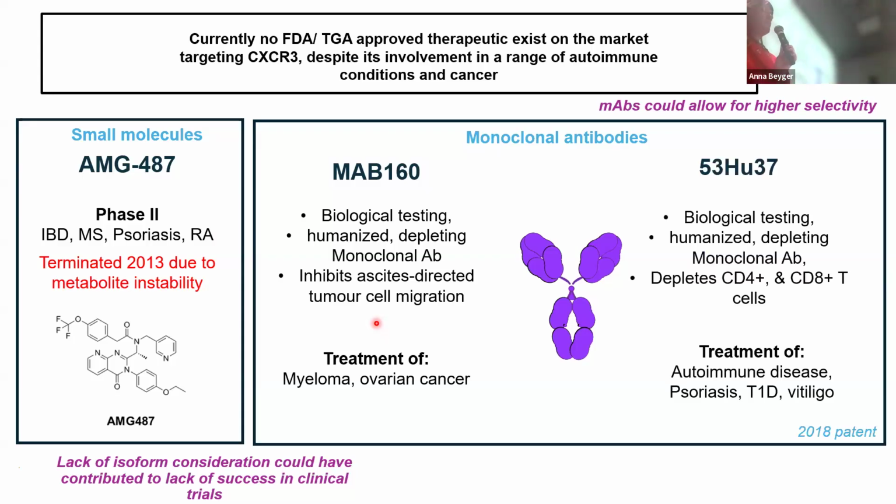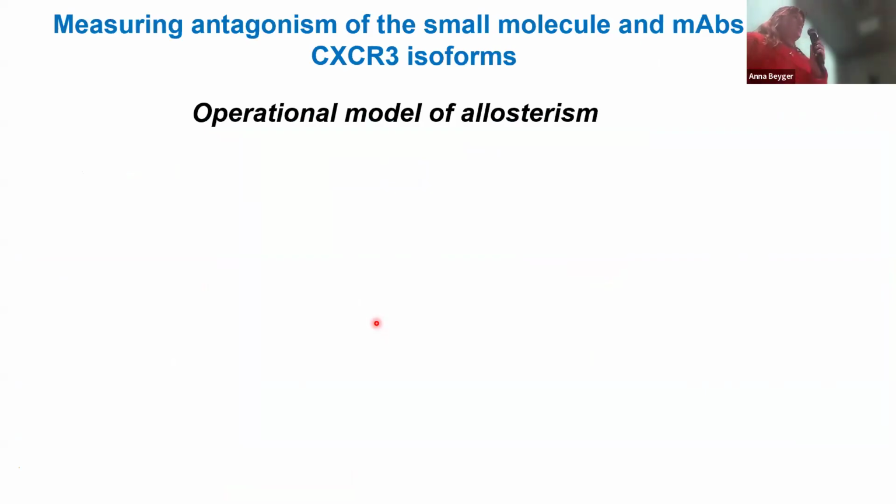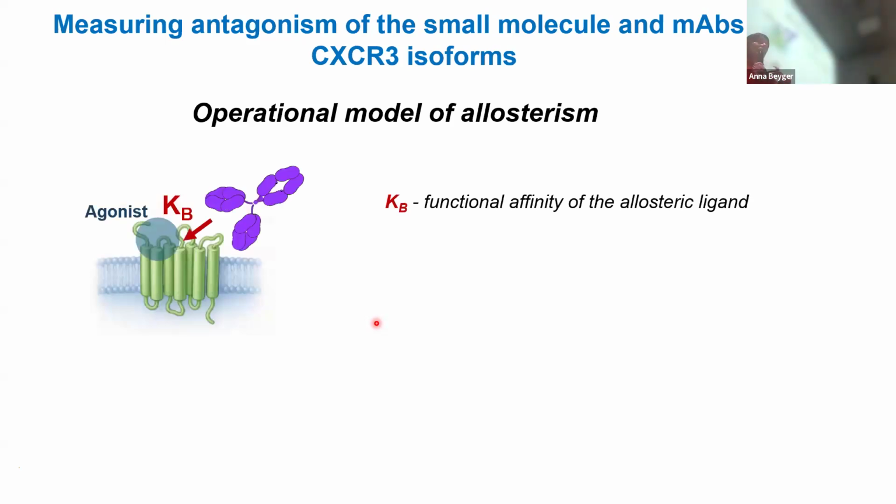Another monoclonal antibody works in a similar way, in that it depletes T cells. However, it's more designed for the treatment of autoimmune diseases such as psoriasis and vitiligo. So we wanted to measure how these antagonists interact with their receptor isoforms. To do that, we used the operational model of allosterism. In this model, we measure KD, which is the functional affinity of the allosteric ligand. So it measures how binding of the antagonist affects the agonist binding.